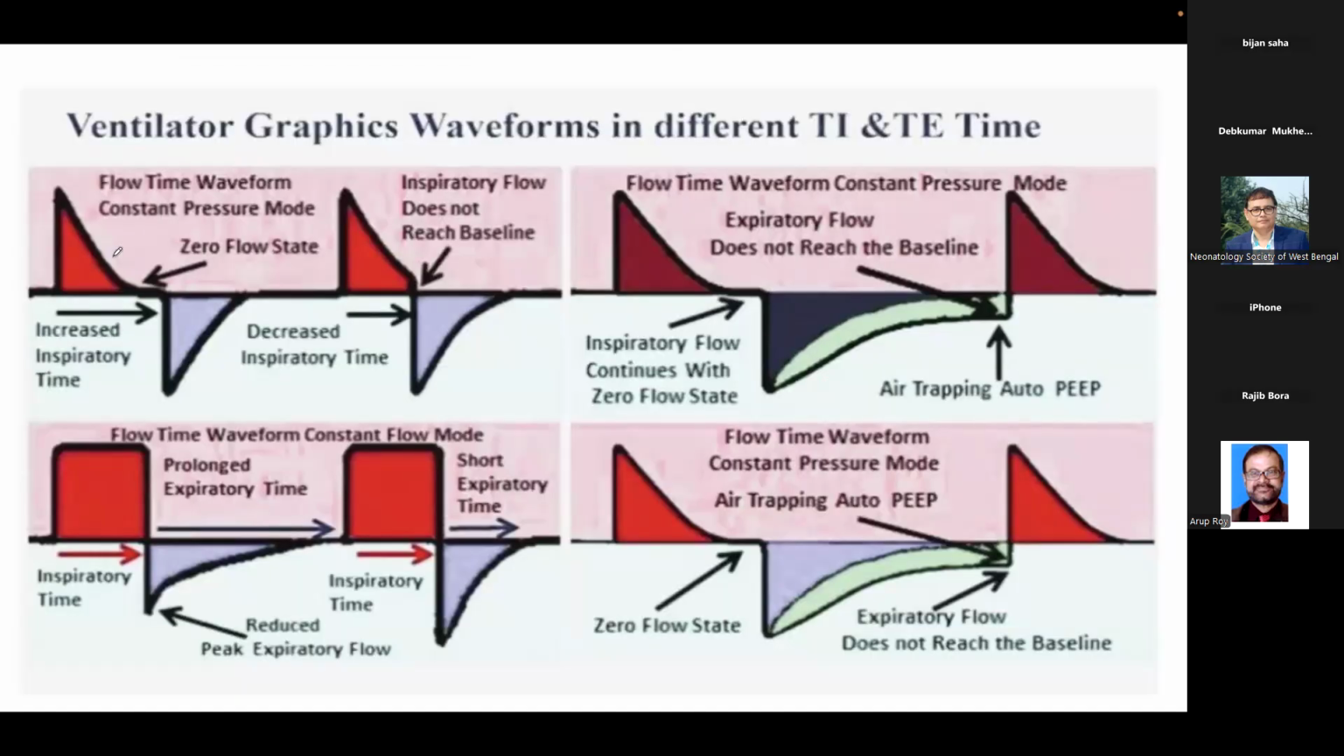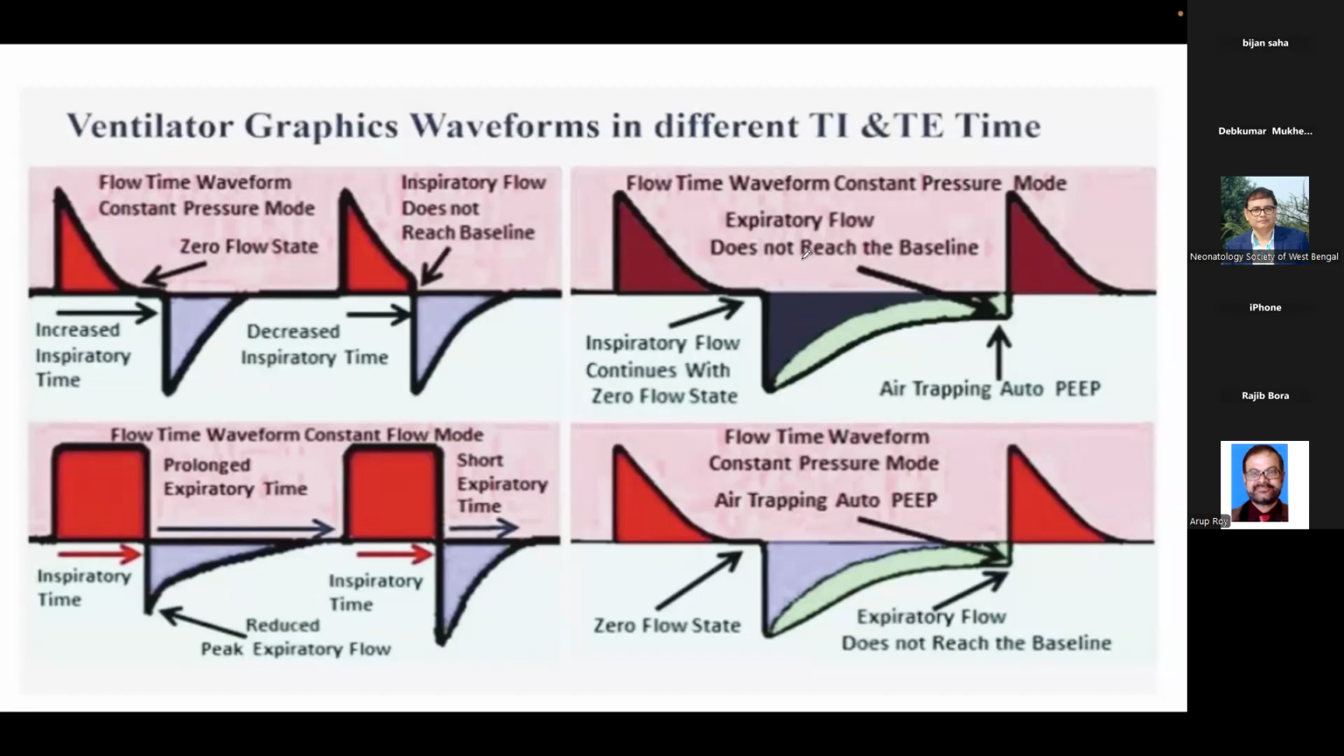Then, by looking at these flow waveforms, you can see in this picture, here the inspiratory phase has not finished, but the expiratory phase has started. So what we know is that we have not given enough time for the inspiratory phase to finish. So probably there is decreased inspiratory time that we are giving, and we need to probably increase the inspiratory time. Here, what is happening? The expiration is not finishing, but the inspiration is starting. So we know that probably here we are not giving enough TE, that is expiratory time. Because of that, there is gas trapping, and that is leading to auto PEEP.